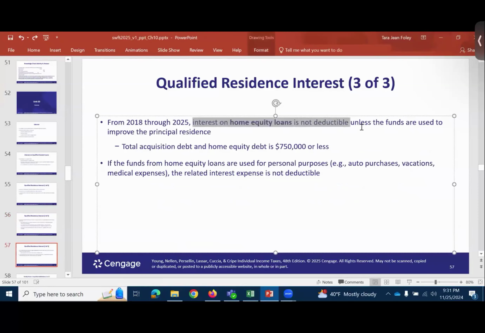Interest on home equity loans is not deductible unless the funds are used to improve the principal residence. Now, prior to 2018, if you got a home equity loan and you bought a car, you would be able to deduct that interest. But now you're not allowed to anymore.